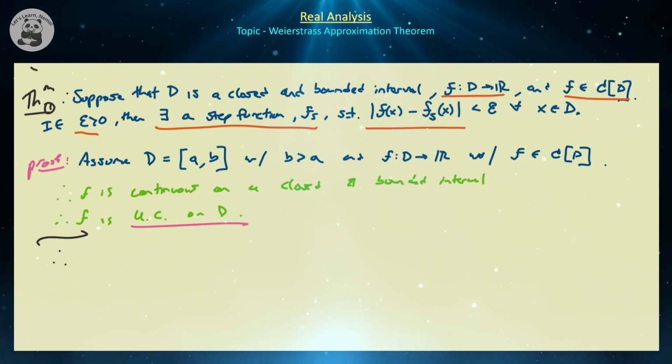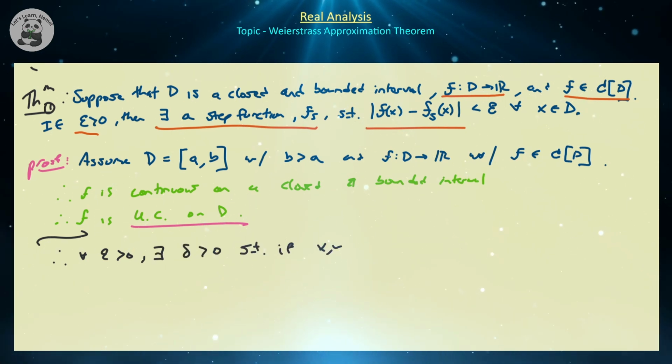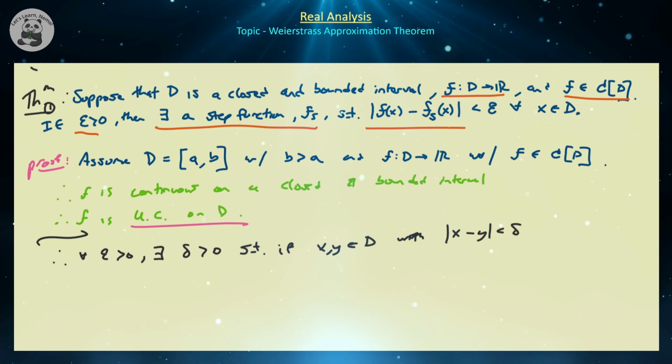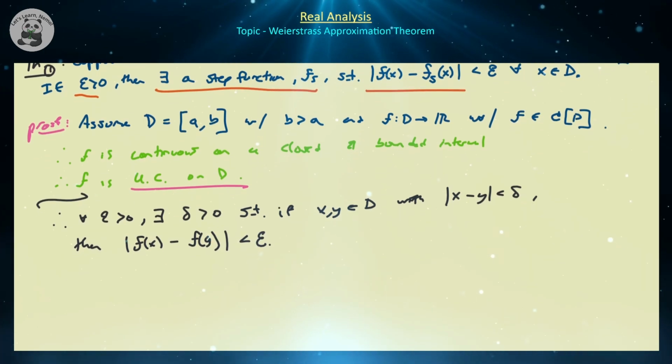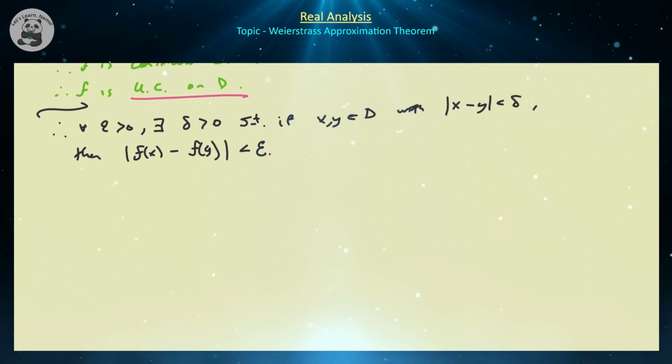That means for all epsilon greater than 0, there exists a delta greater than 0 such that if x and y belong to its domain with the distance between x and y arbitrarily small, then the distance between f(x) and f(y), their images, is also arbitrarily small. So that's practically just the definition of uniform continuity. So if that's the case, then what do we have?